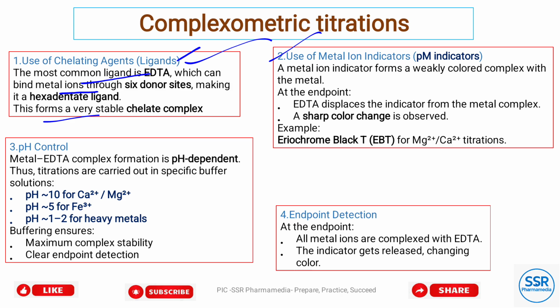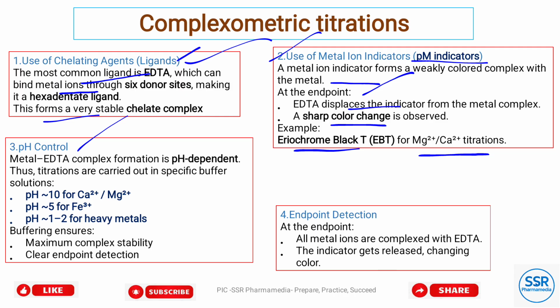And the use of a metal ion indicator, also called a PM indicator. A metal ion indicator forms a weakly colored complex with the metal. At the end point, EDTA displaces the indicator from the metal complex and a sharp color change is observed. An example of metal indicators or PM indicators is eriochrome black T for magnesium and calcium titrations. It is also called solochrome black 2.